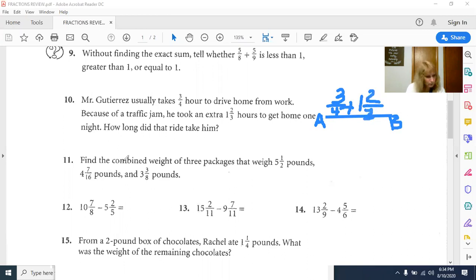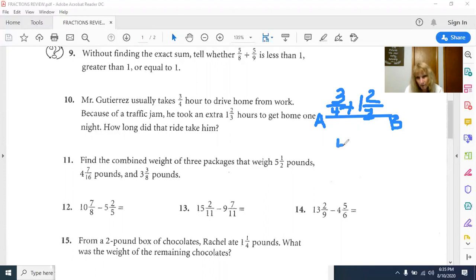So you're adding the two together, and you did set that up correctly. I want you to double check your whole number when you did this, because your whole number was off. Your fraction turned out right, but your whole number was off on that one. Okay, number 11, find the combined weight of 3 packages that weigh 5.5 pounds, 4 7/16, and 3 3/8. So you did add. Something went wrong on your adding.